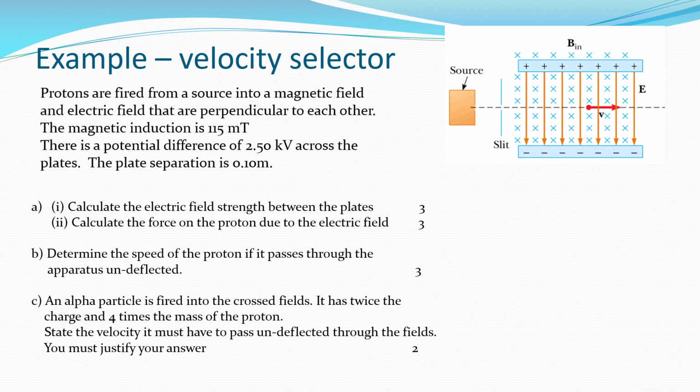An alpha particle, remember an alpha particle is made up of 2 protons, 2 neutrons, is fired into the crossed fields. It has twice the charge and 4 times the mass of the proton. State the velocity it must have to pass undeflected through the fields. You must justify your answer. You're looking at the ratio of the electric field to the magnetic field. So how did you work out the electric field before? What's changed about that?